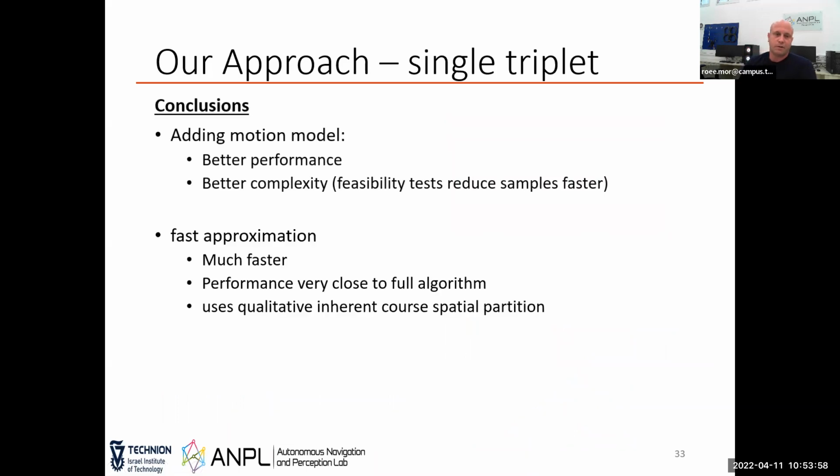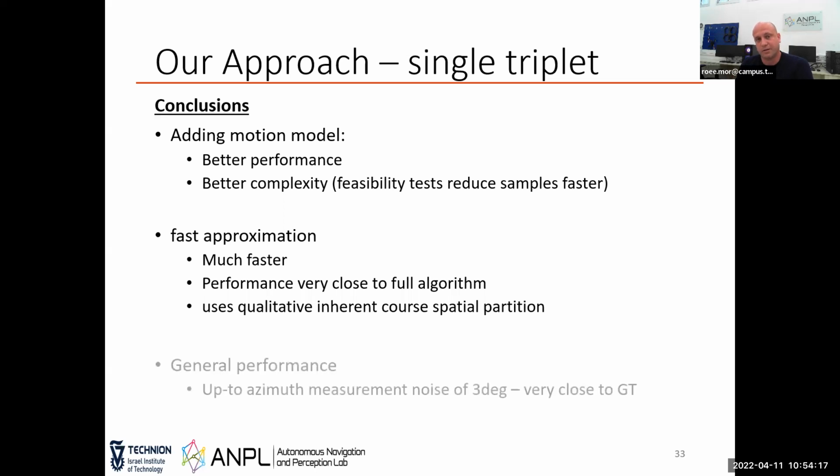So for conclusion, we added a motion model, we got better performance and also better runtime, and we found a way to do a fast approximation that uses the qualitative nature of our inference to make the algorithm much faster and easier. And also the general performance up to like 6 degrees of measurement noise is generally good.